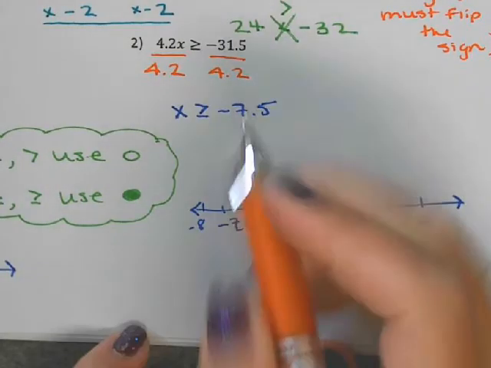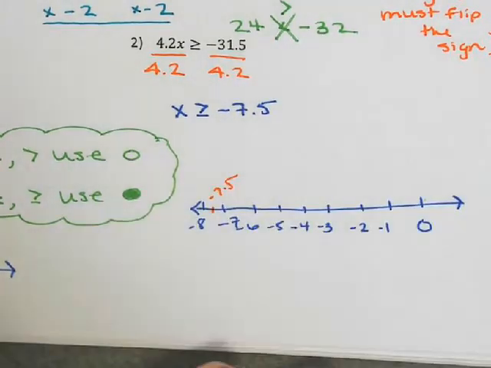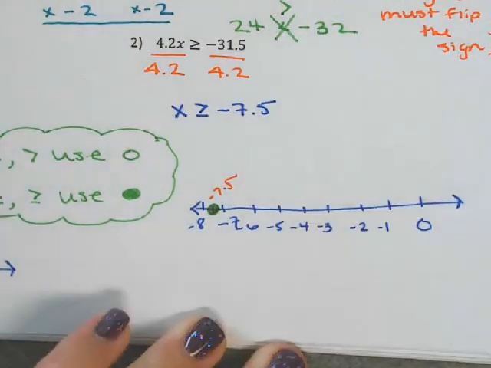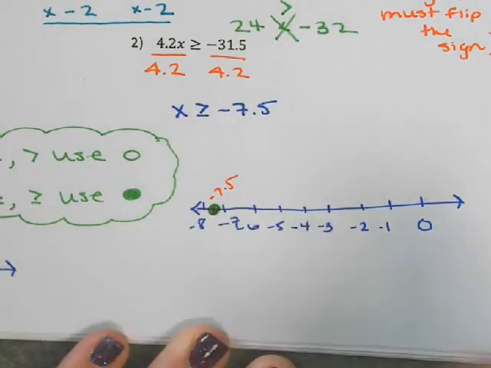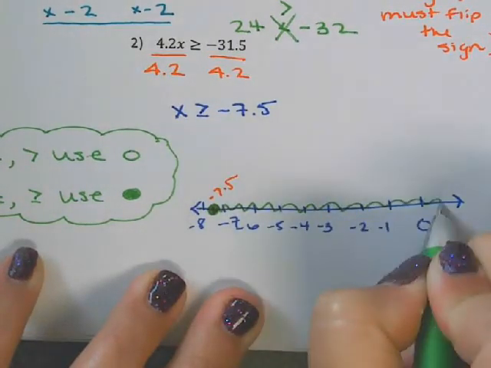And so there's negative 7.5. I'm going to label it. And then when I go to graph it, is that going to be a solid circle or an open circle? This one's solid because it's or equal to. So I'm going to draw my solid circle. And then this is greater than or equal to. So the numbers that are bigger than that fall to the right. So I'm going to shade to the right.